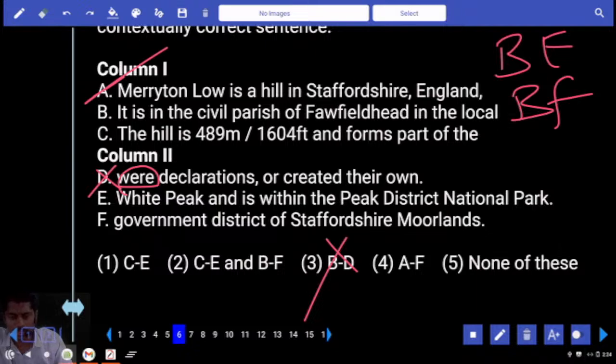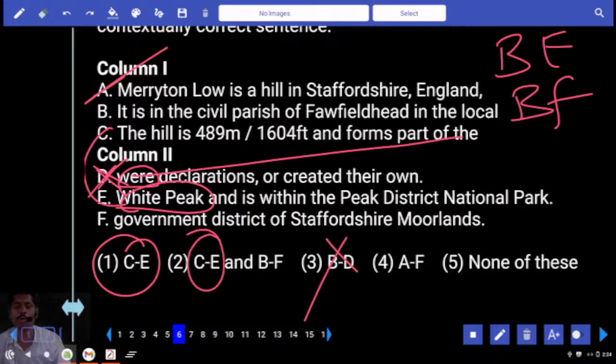The hill is 489 meters, 1,604 feet, and forms part of the Dove, CD wrong, part of the White Peak, part of the government district. White Peak. CE is the more suitable answer, 1 or 2. Can we take BF also? Let me read BF once. It is in the civil parish of Fawfield Head in the local government district of Staffordshire Moorlands. Moorlands are nothing but grasslands. Second option.